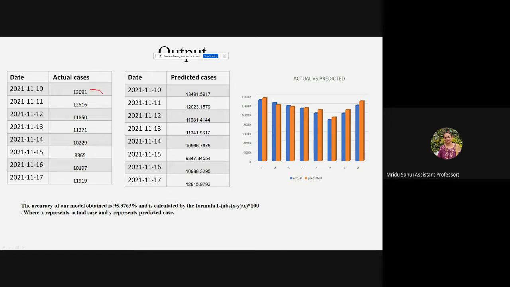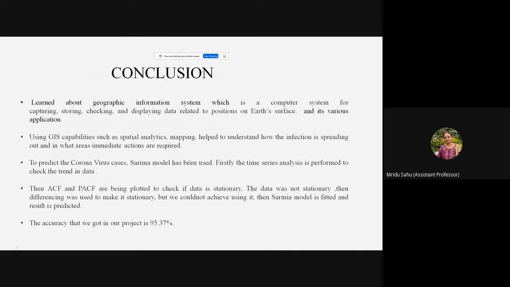It means we can say our model is well fitted and we are getting good accuracy, because the deviation between the actual and the predicted is called the residual, and this residual is quite low. That's why we can say our model is good enough for this particular case. But we can't say this is applicable for all. You have to prepare your data, check whether it is stationary or non-stationary, and only then fit the particular model. Our model obtained 95.3763 accuracy. So one case study I have shown to you all.